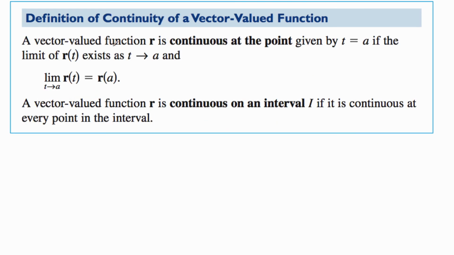Also, if we're looking for continuity of r, we say that r is continuous at a point given by t equals a if the limit as t approaches a of r is equal to r of a. Of course, the limit has to exist. And we're going to say that the entire function is continuous on an interval if it's continuous at every point. So we're defining things pretty much the same way as we defined them back in chapter 1.